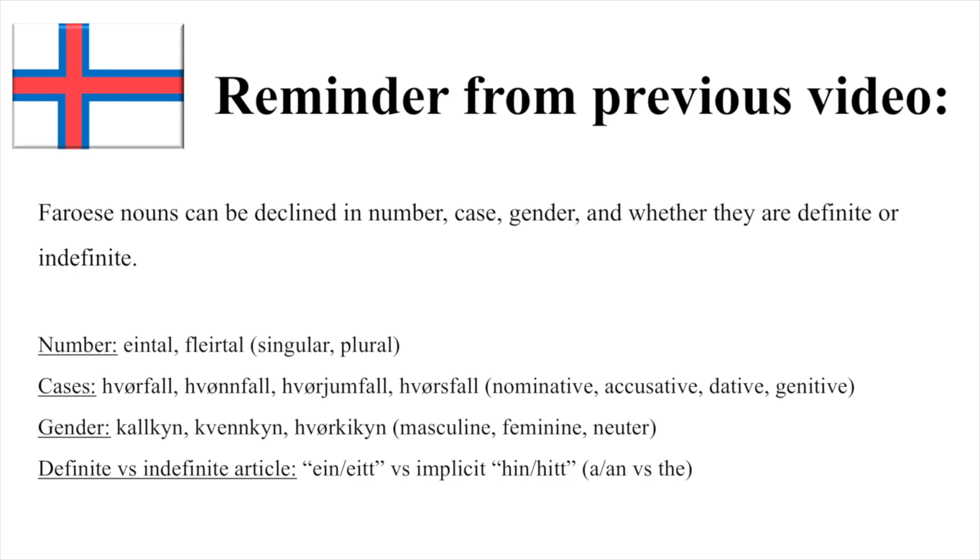So when it comes to number, there is eintal, flertal, singular and plural. You can read the English translation in the parentheses. With cases, we can have kvurfall, kvönfall, kvörjumfall, and kvörsfall. Gender, we have kallkyn, kvenkyn, and kvörsykyn. And then with definite versus indefinite article, there is einheit versus the implicit hin hit. So in English, an versus the.